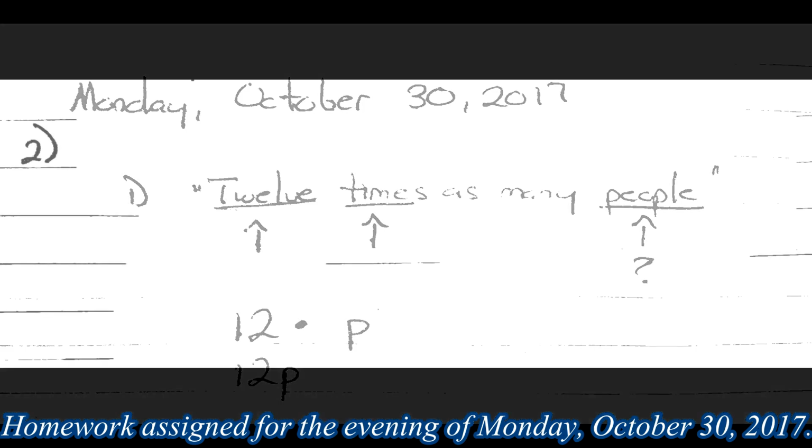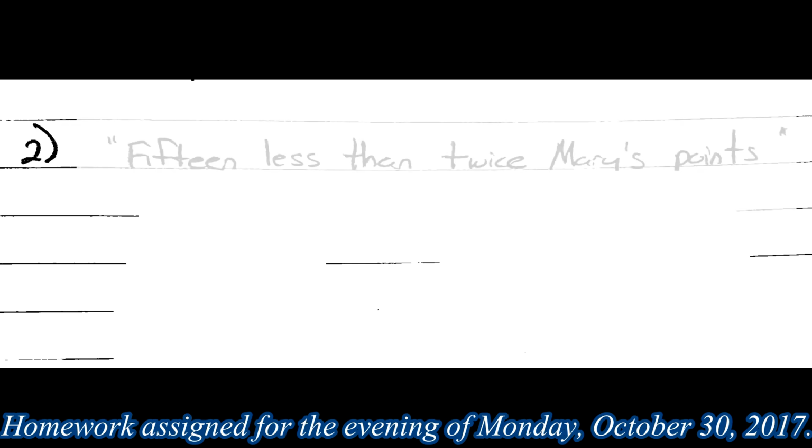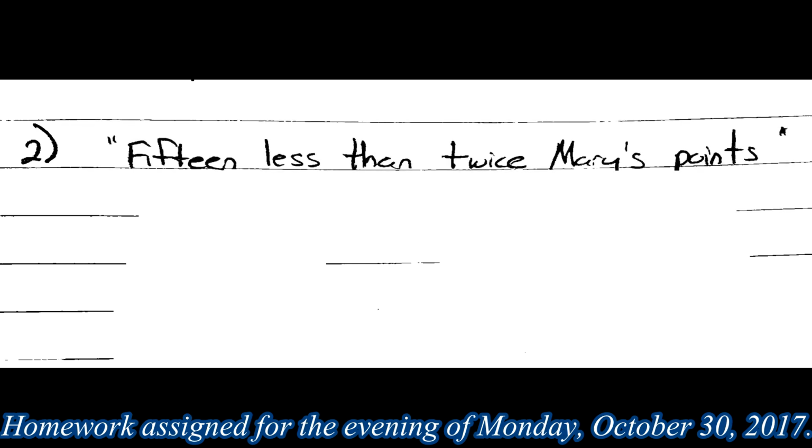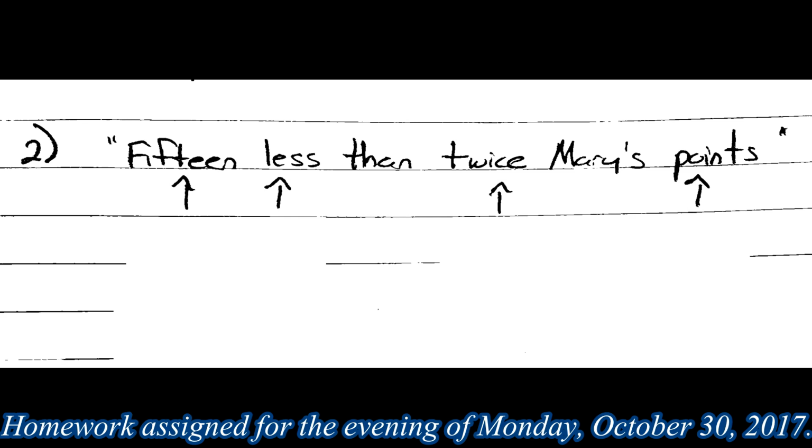Moving on to number 2. We have here 15 less than twice Mary's points. So again, our key words here are 15, less, twice, and Mary's points. The unknown here is points, and we're just going to use the letter P again. Twice tells you how many times we're multiplying. 15 less. Less tells you our operation, and that's subtraction.